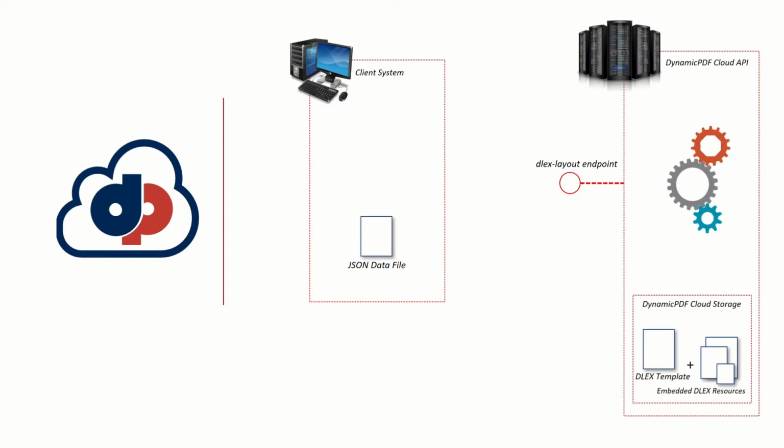So then you make the call to the dlex-layout endpoint, passing the JSON data file. The DynamicPDF processing engine will then take that JSON data file. It will take the dlex template and any embedded resources that are in cloud storage, and it will combine that with the JSON to create the PDF. After creating the PDF, it then streams it back to the client system, to the calling system, and you can save that data as a PDF, or you could process it. It returns it as bytes.